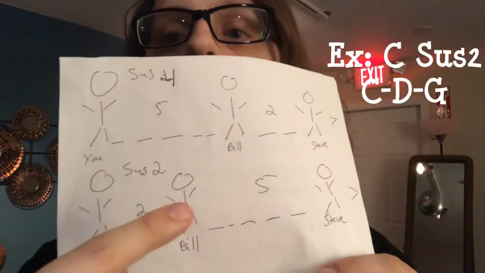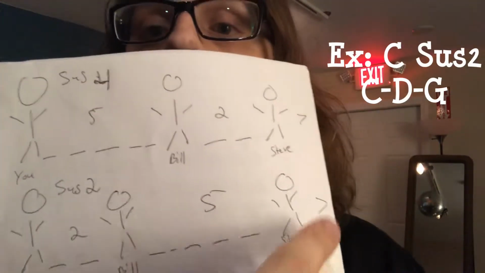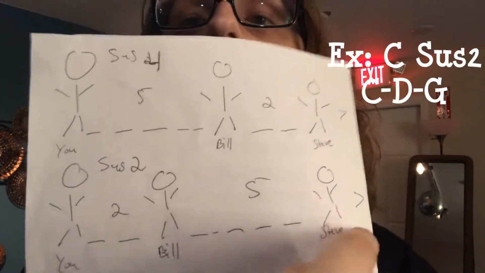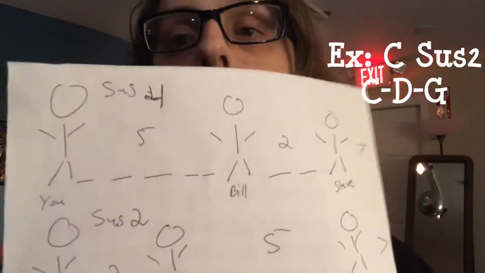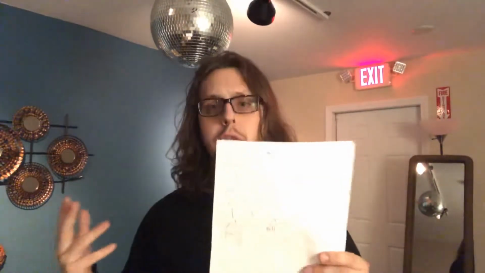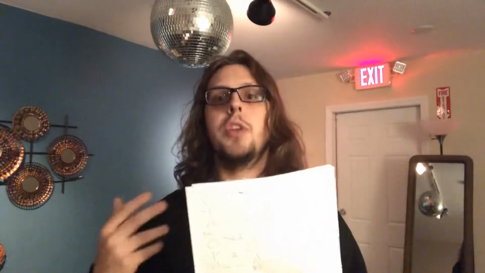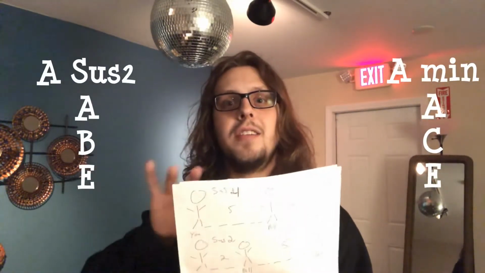A suspended second is when you're 2 steps away from Bill, who's 5 steps away from Steve, and it still adds up to a total of 7, or a perfect fifth. A suspended second is a little harder to find in nature. You could do a suspended second to a minor chord. So if we're in the key of A minor, you could do A, B, E to A, C, E, and still have that half-step resolution, but it doesn't occur as much, although it does occur.